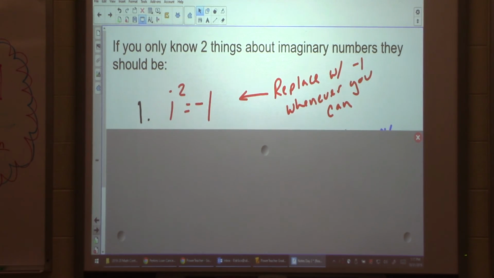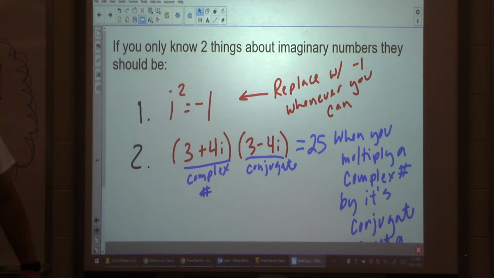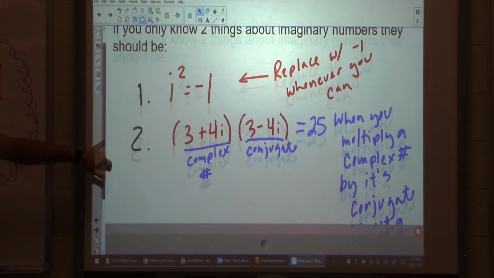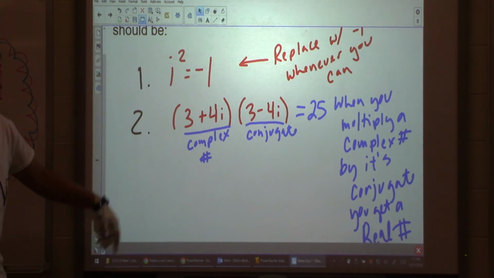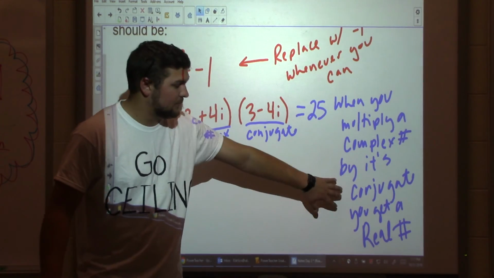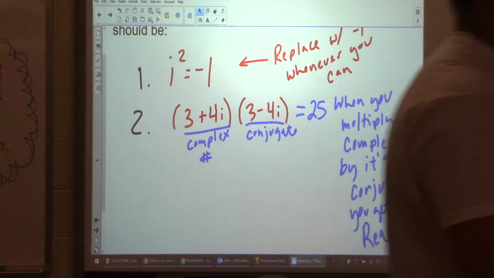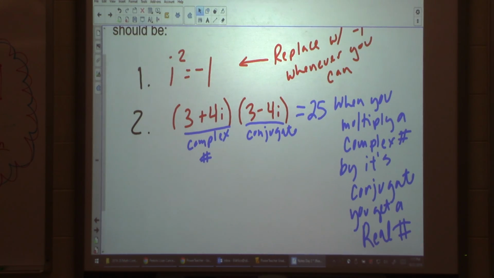The second thing, what we talked about today. When you multiply a complex number by its conjugate, hold on. This isn't very nice shade. You get a real number, and yes, it will always be positive. So when you multiply a complex number by its conjugate, you get a positive real number. Those are the two things. i squared equals negative 1. You multiply a complex number by its conjugate, you get a positive real number. Any questions on that?